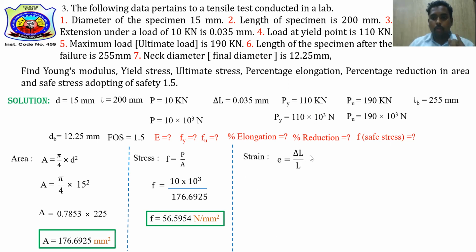It's unknown. What about delta L? Do we know the value of delta L? Yes, the value of delta L is known. What about L? Yes, we know the value of L. Since we have only one unknown, we can go ahead with this formula.